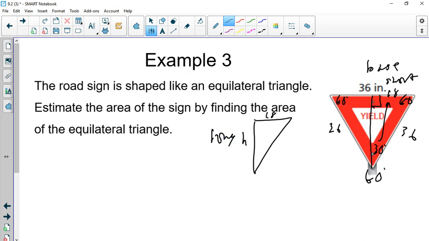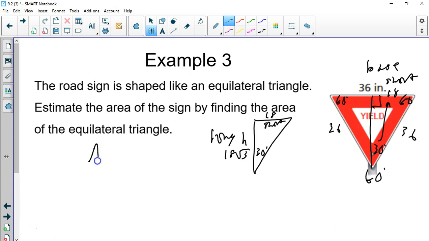Okay? So here's my 30 degree triangle. This is obviously my short side. I'm trying to find the long side. So remember, the long side is just the short side times radical 3. So this is simply 18 radical 3. Now I have my height, and I have my base.